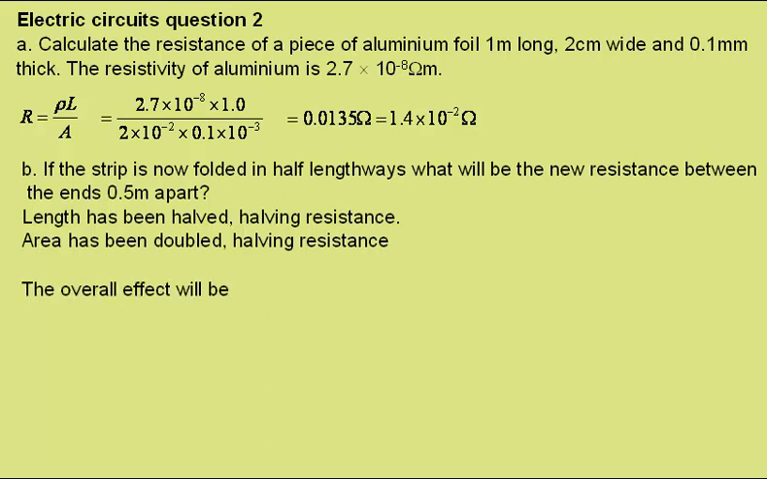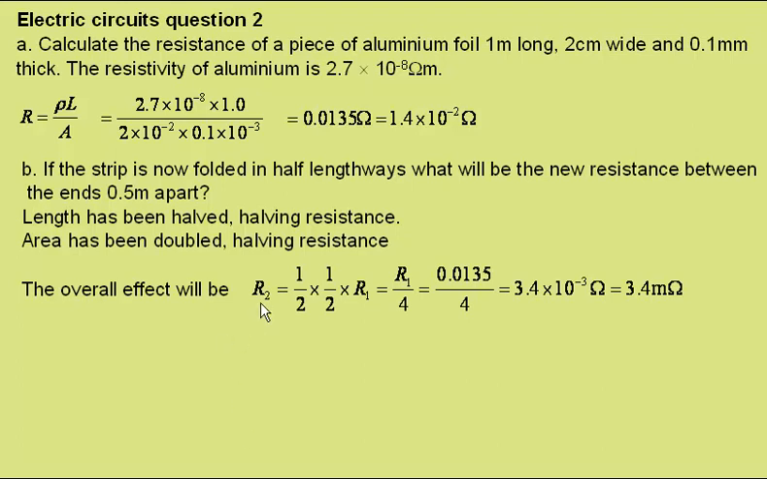So, the overall effect will be that the second resistance will be half due to the halving length, multiplied by half due to the doubling area, multiplied by our original resistance, resistance 1. So, this will be a quarter of the original resistance, which is a quarter of 0.0135. I've used my fully calculated value here rather than the rounded value, giving a new resistance of 3.4 times 10 to the minus 3 ohms, or 3.4 milliohms.